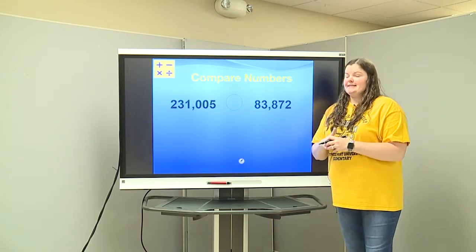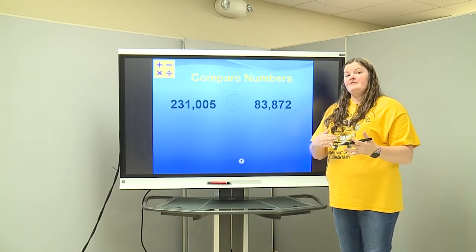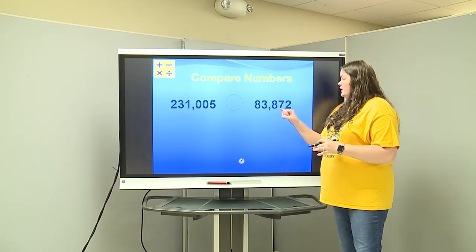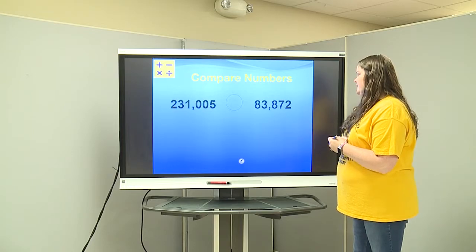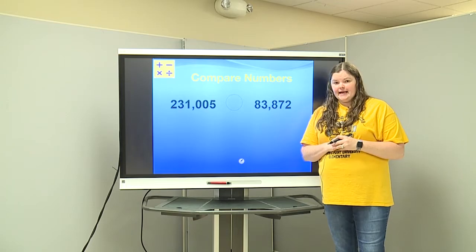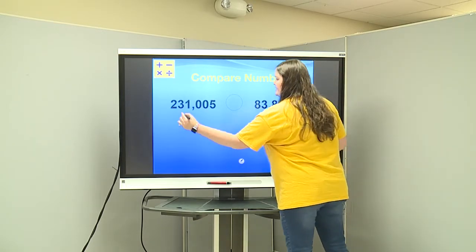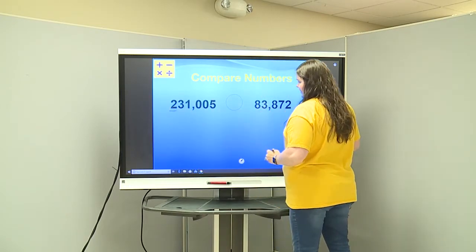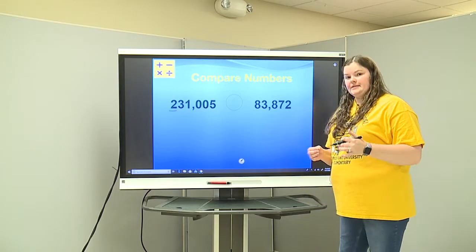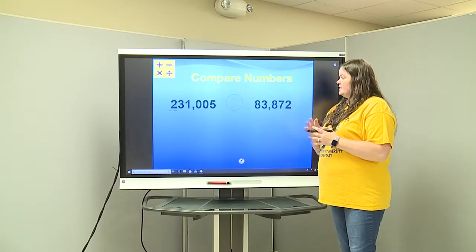All right, our next fluency activity is to compare numbers. This is what we did in lesson 5. So we have 231,005 compared to 83,872. We don't have a place value chart in this particular fluency activity, so let's just look at the digits in the place values. I see that I have a 2 to start this number. That 2 is in the hundred thousands place. So I have 200,000s on the left side.